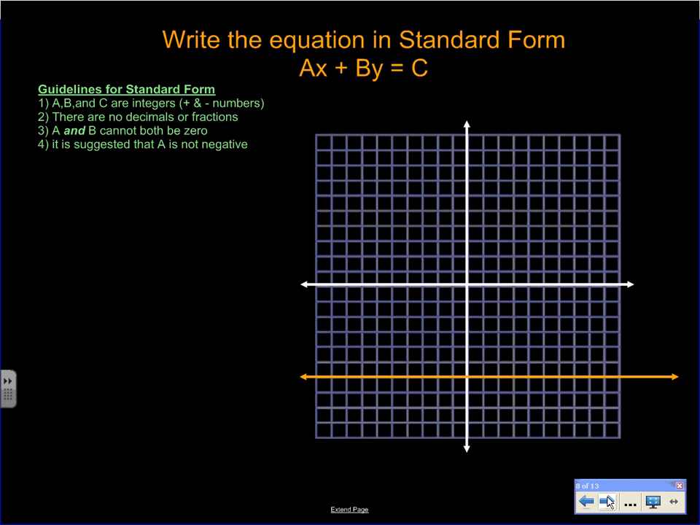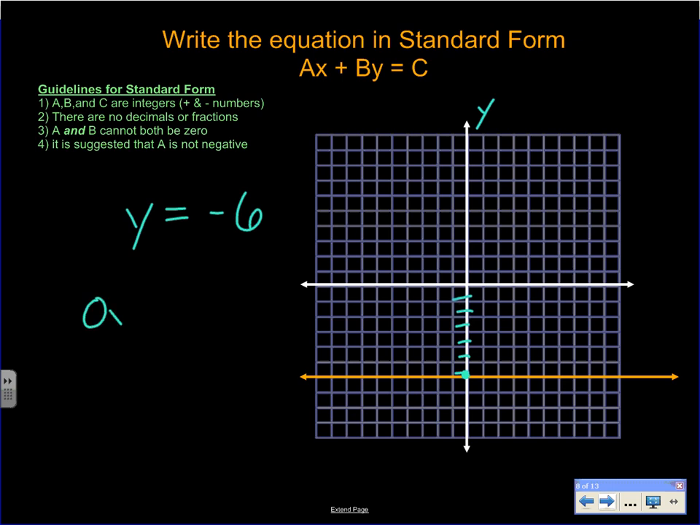Looking here at number 8, on slide number 8, that's why I'm saying number 8. We have the y-axis, and this is a horizontal line. We know horizontal lines have an equation that'll say y is equal to something. And this horizontal line crosses the y-axis at negative 6. So it has a standard form equation of y equals negative 6.